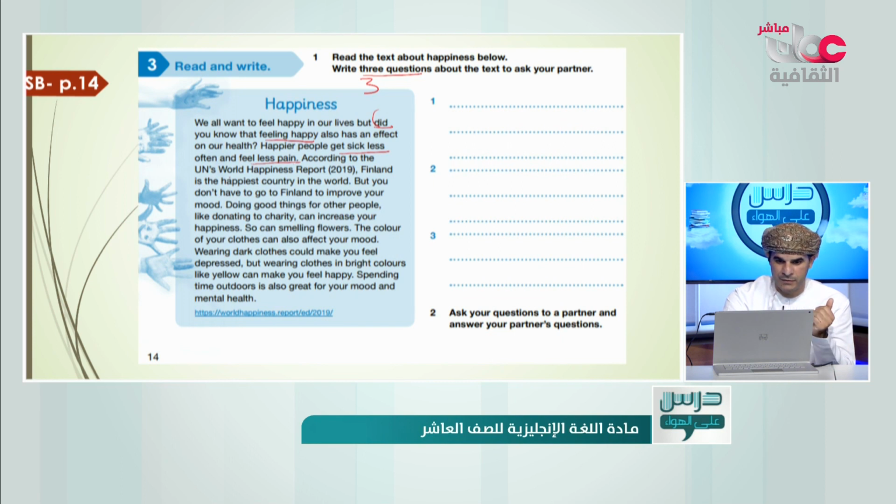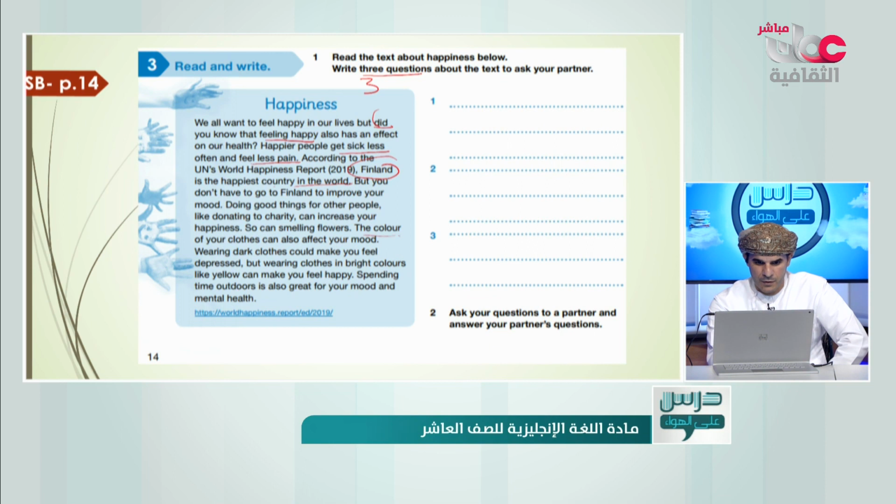According to the UN's World Happiness Report 2019, Finland is the happiest country in the world. Maybe we are the second one. But you don't have to go to Finland to improve your mood. So what should I do to improve my mood? Doing good things for other people, like donating to charity, can increase your happiness. So can smelling flowers. Meaning what? By smelling flowers. When you smell flowers, also you increase your happiness.